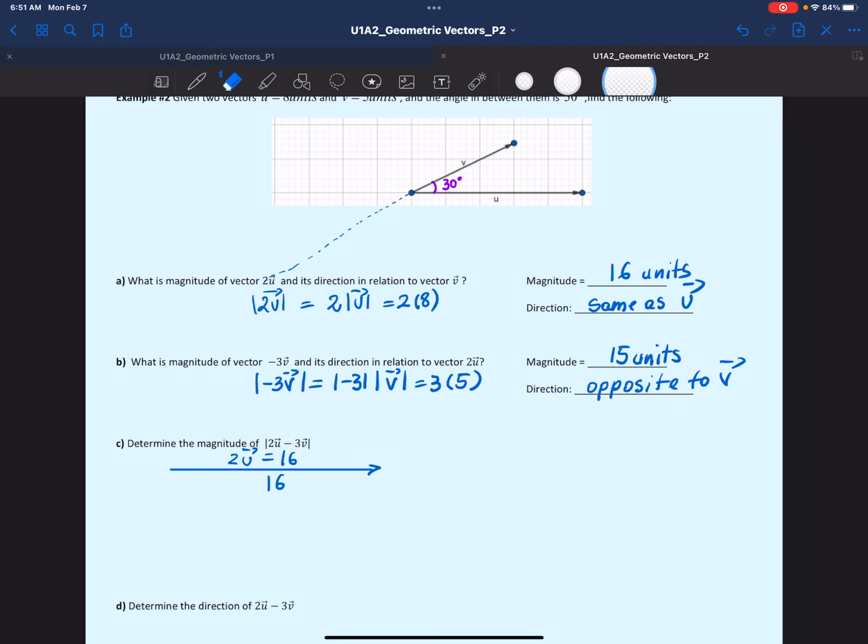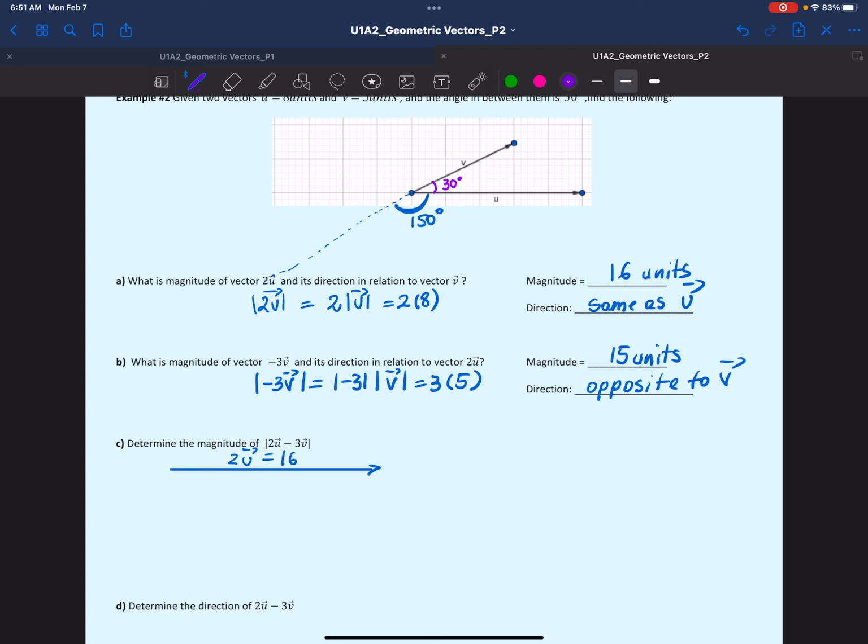And here we go. We're going to put the vector negative 3v at an angle of, now remember this is vector v 30 degrees, so negative 3v will make an angle of 180 minus 30 or 150 degrees with vector u.